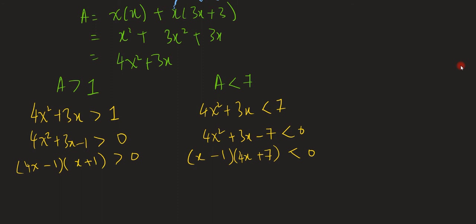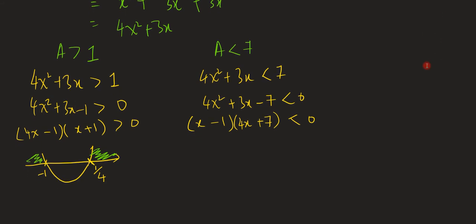For example, you want to use graph, it is fine. So a is positive, so happy face. So you draw this thing. I know this is -1. This is 1/4. And I want bigger than 0. So I want this region. And then from here, I can get my answer. Alright, x less than -1, x bigger than 1/4. So this is the first inequality I get.